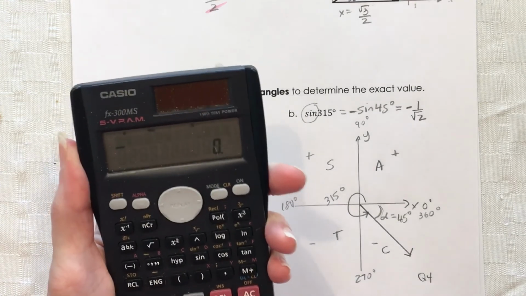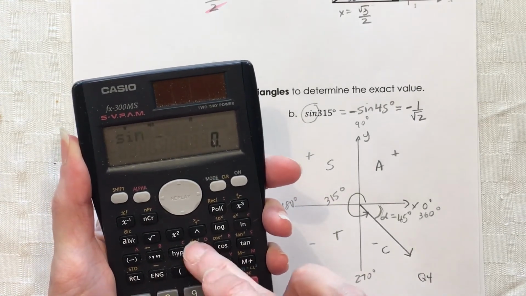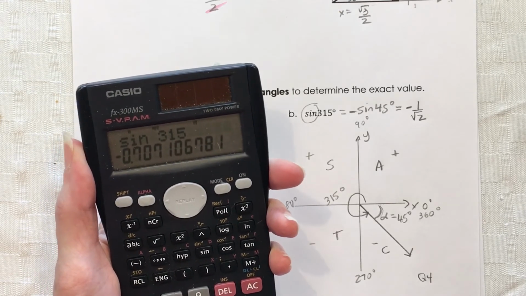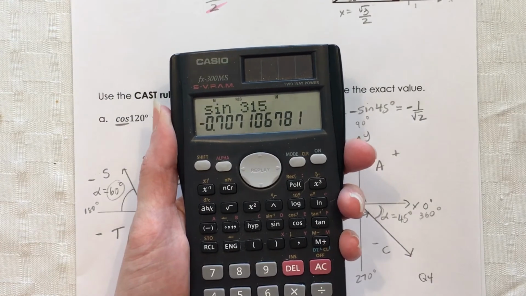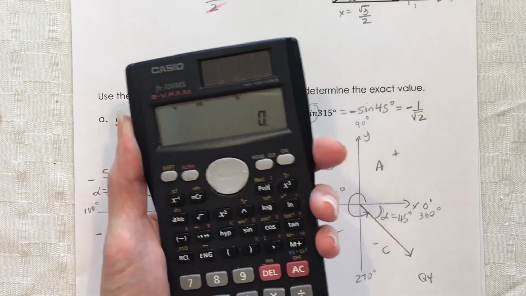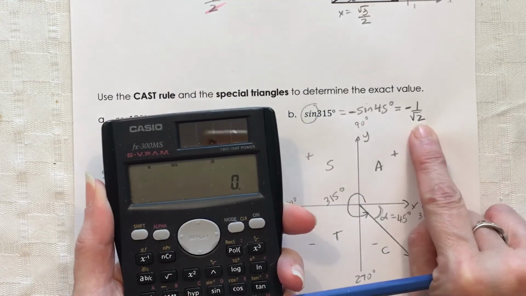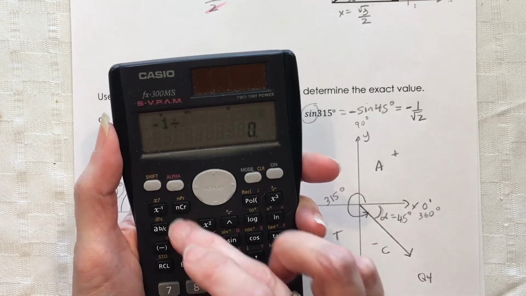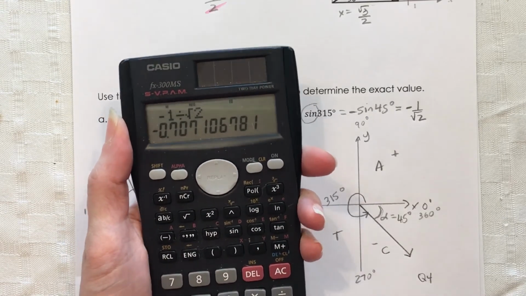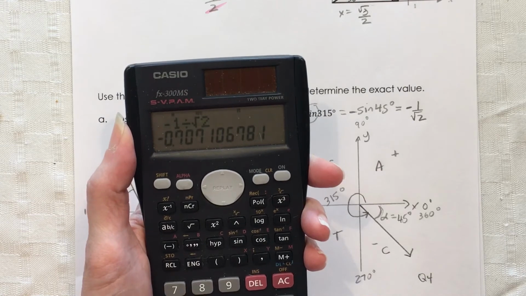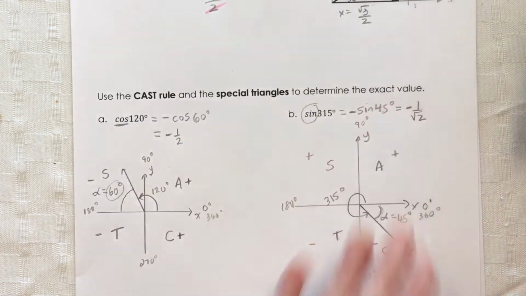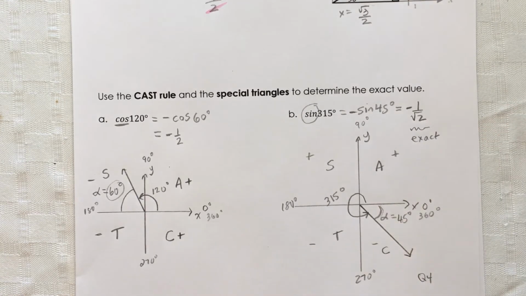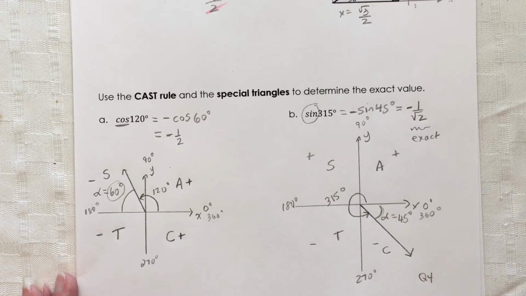So again, check on your calculator. So the sine of 315 degrees gives you negative 0.707106781. And let's try just doing what we got for our exact value. So negative 1 divided by the square root of 2. Also, you get negative 0.707106. Okay? But this is exact, not a rounded decimal. Okay? So that's what exact value means.